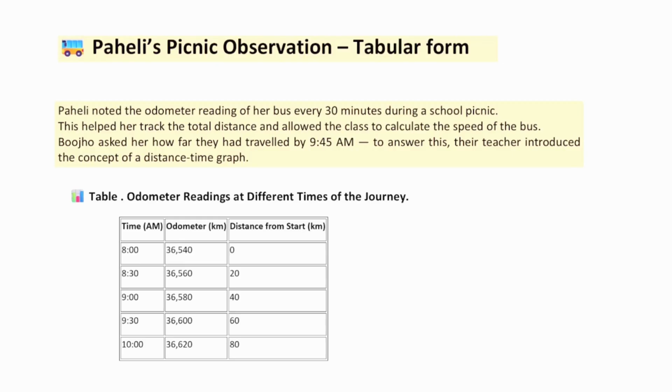Paheli noted the odometer reading of her bus every 30 minutes during a school picnic. This helped her track the total distance and allowed the class to calculate the bus speed. Bojo asked how far they had traveled by 9:45 a.m. To answer this, their teacher introduced the concept of a distance time graph.